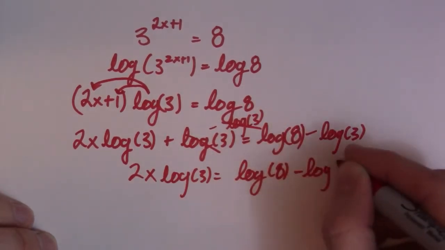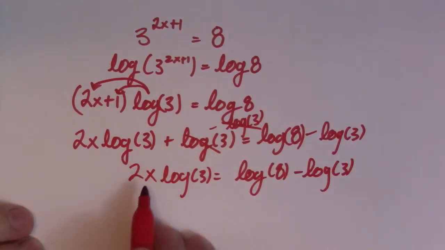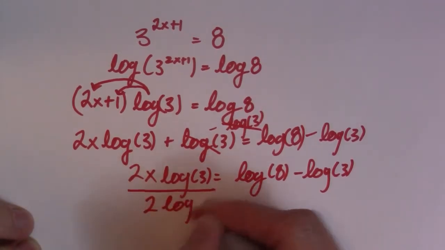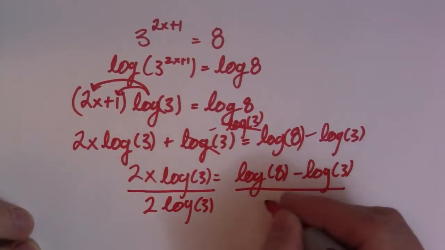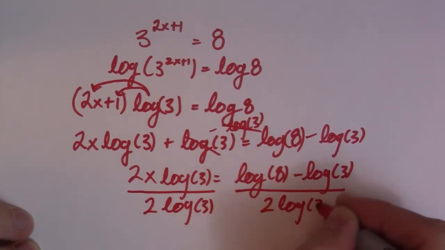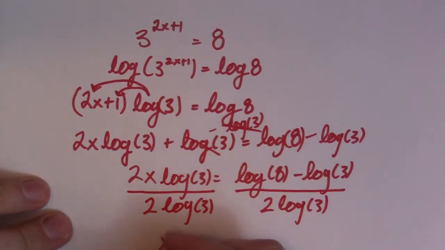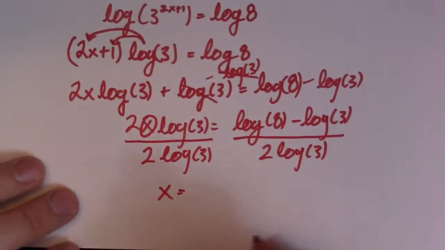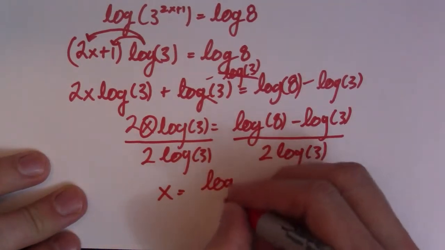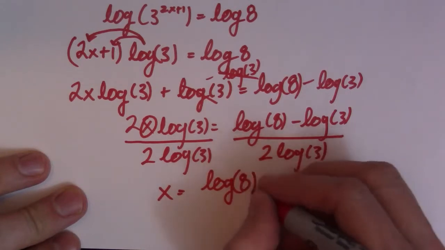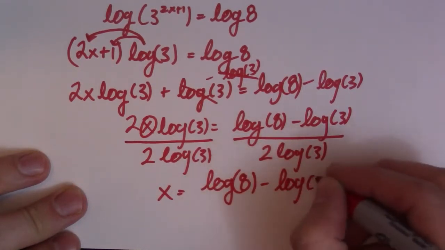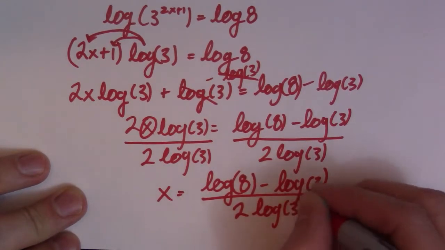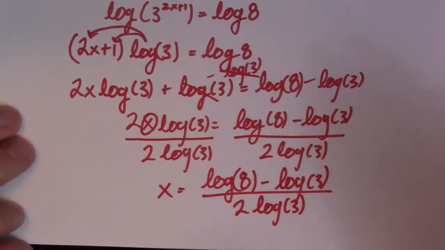minus log of 3. And now I need to get x by itself, so I can divide this by 2 log of 3. And then I have 2 log of 3. So I end up with x is equal, so that's my x that gets left, is equal to log of 8 minus log of 3, all divided by 2 log of 3. Just like that. So there it is.